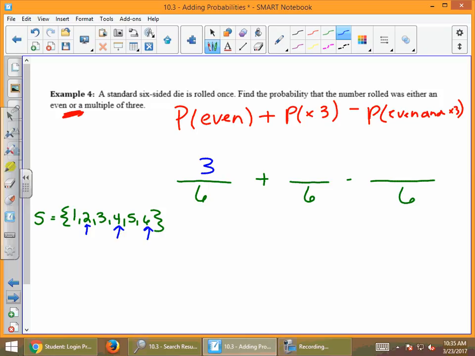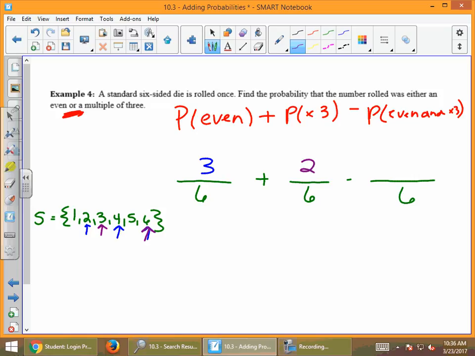Go back to your sample space. How many of them are multiples of 3? How many? 2. 3 is a multiple of 3, and 6 is also a multiple of 3. So there's 2 of them.